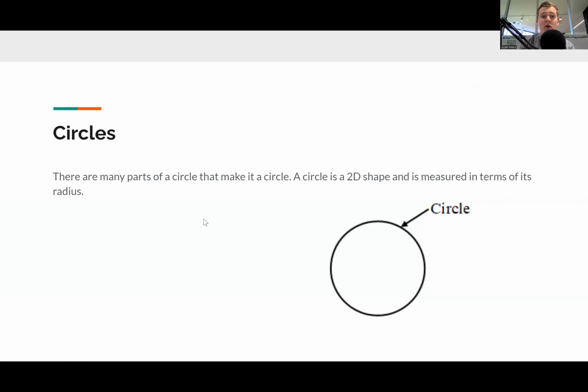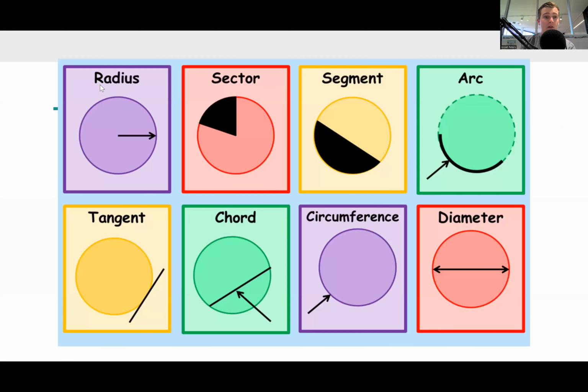So circles. There are many parts of a circle that make up a circle. A circle is a 2D shape and it is measured in terms of its radius. So here are some common parts of a circle. We have the radius, the sector, a segment, an arc, a tangent, a chord, circumference, and the last one in the red, diameter. So I'm going to quickly go through all of these things in this video, and let's just have a quick look at what all of them mean so you can have a better understanding of the parts of a circle.